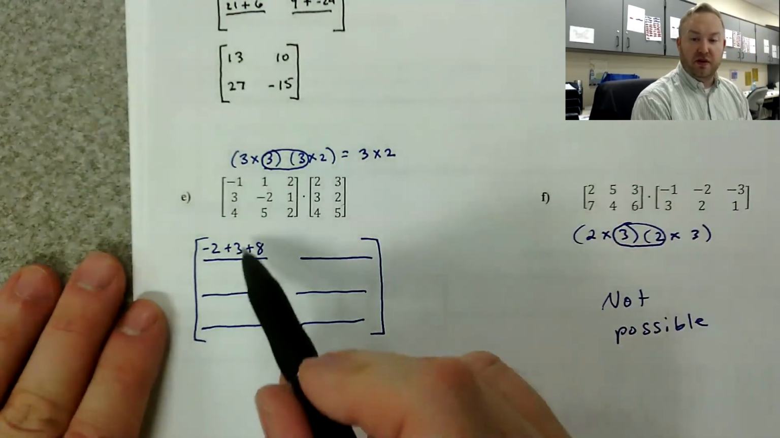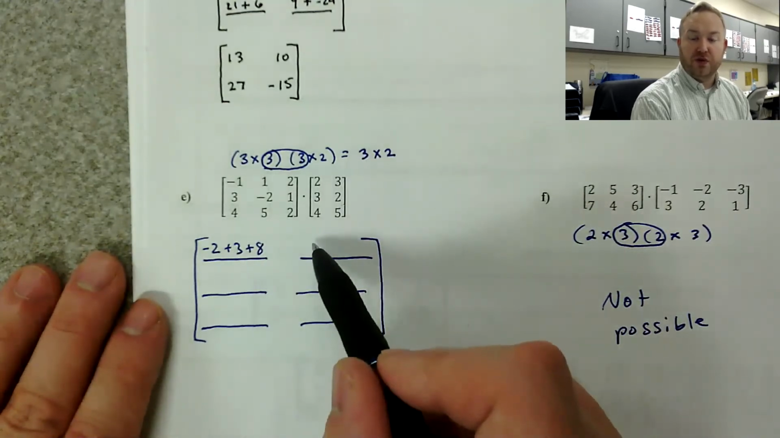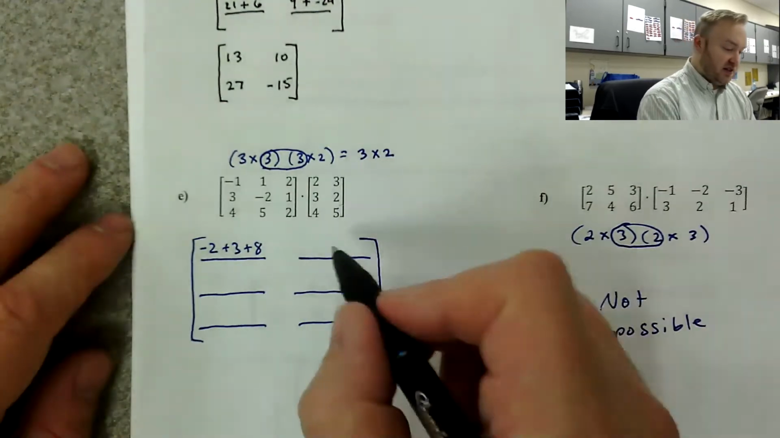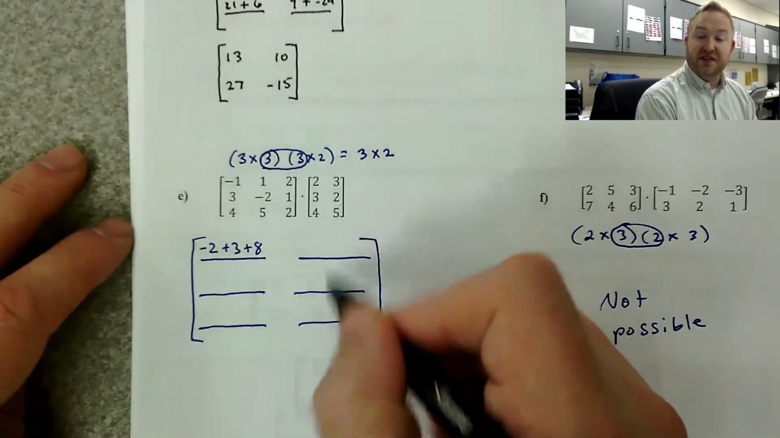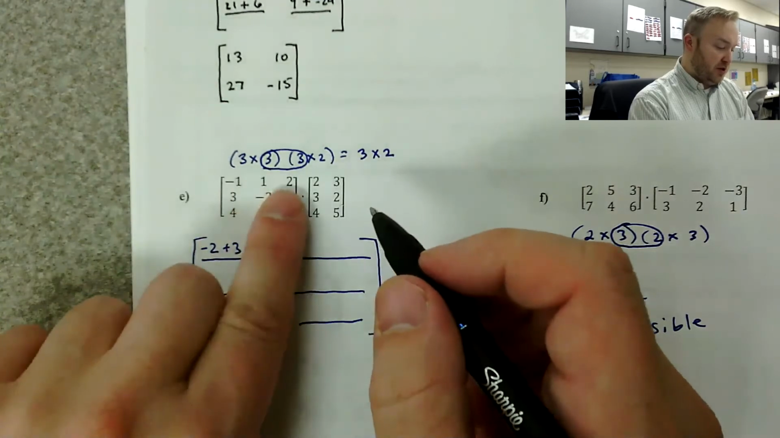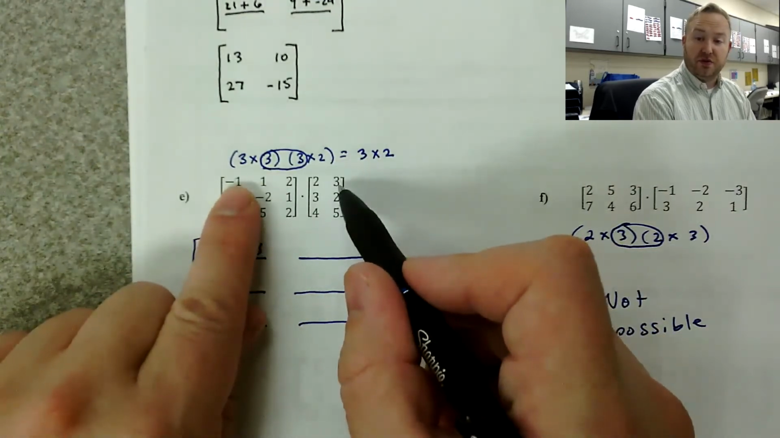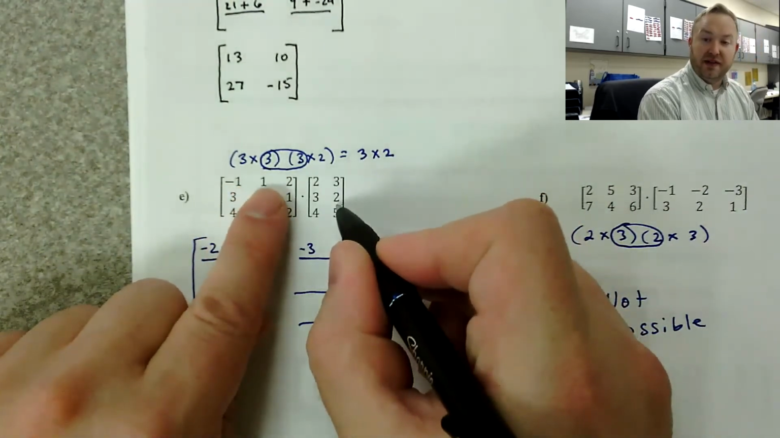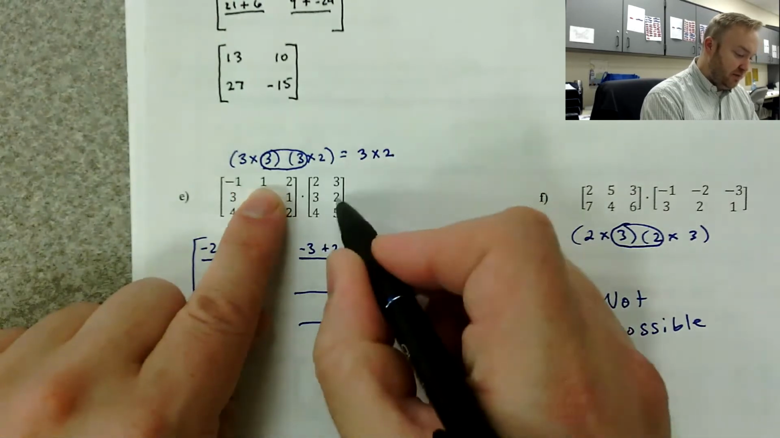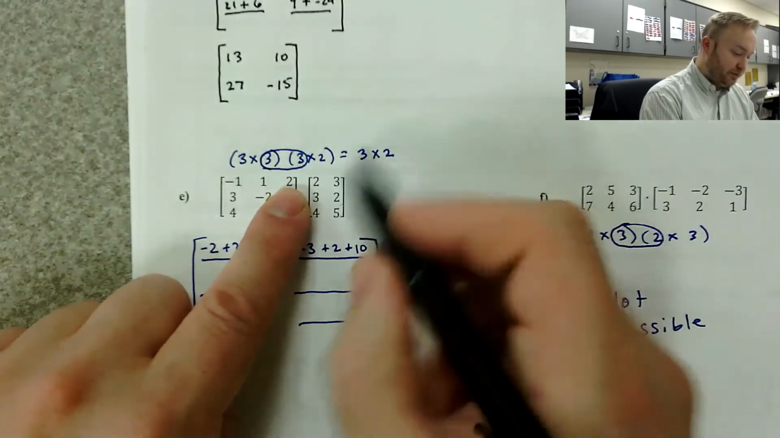It's up to you whether you want to move down next or move over next. Doesn't make any difference. I like to go over next. So this number is in the first row and the second column. So I'm going to multiply first row, second column. So I start at -1 and 3. That's a -3. Move across and down. That's 1 times 2. So that's a 2. Move across and down. 2 times 5 is 10.